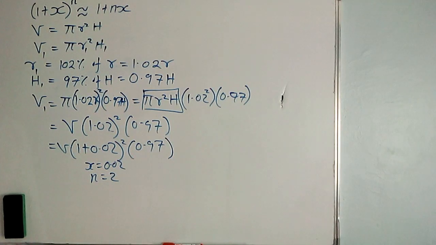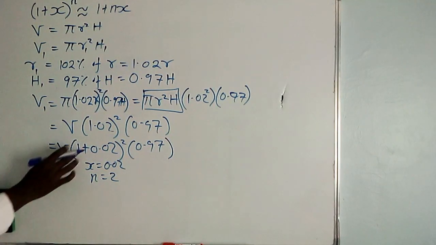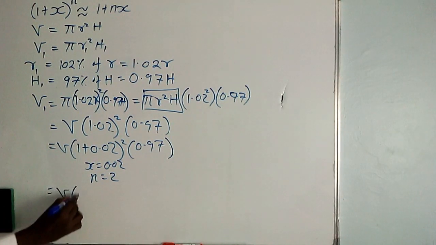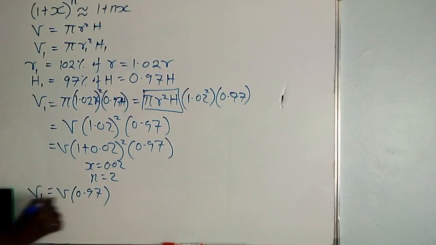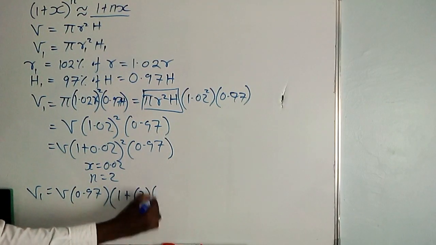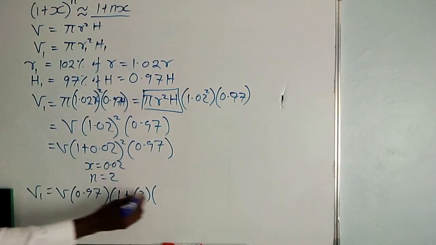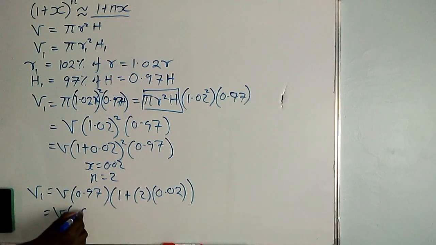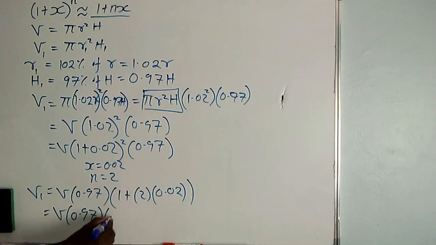Are we together? Yes. Now, can we now expand this in the binomial expansion? So what do we have? We have V times 0.97. Then we now expand this 1 plus 0.02 raised to power 2. It is approximately 1 plus nx, isn't it? So what is our n here? Our n is 2 because it is raised to power 2, and our x is 0.02. Are we together? Yes. So if you expand it in binomial expansion, you get 1 plus nx, meaning we get 1 plus 2 times 0.02. That is what we approximated.